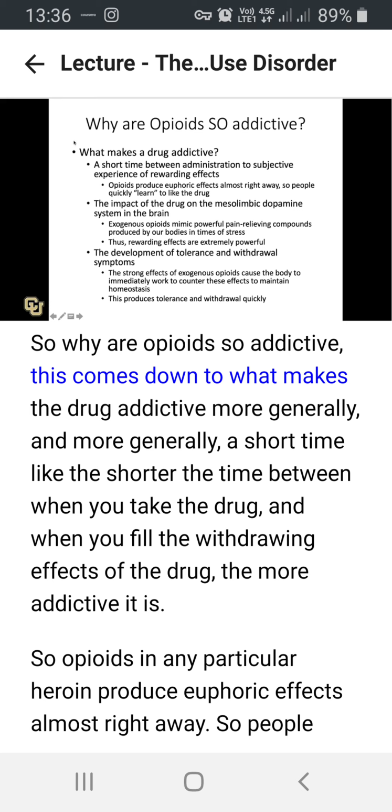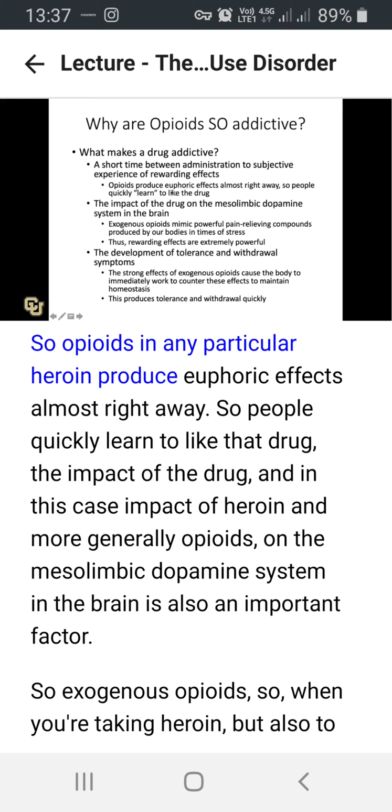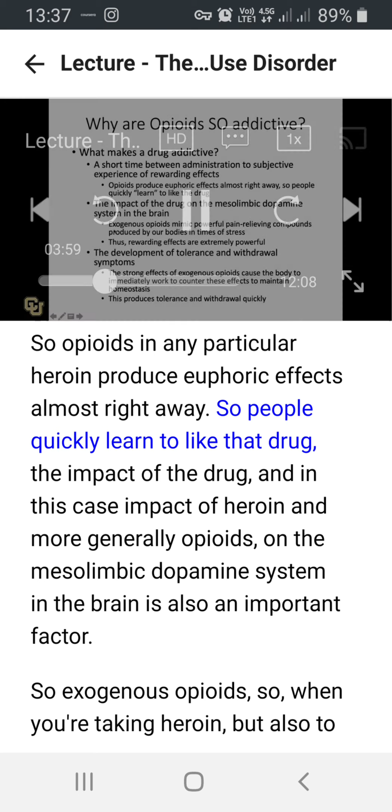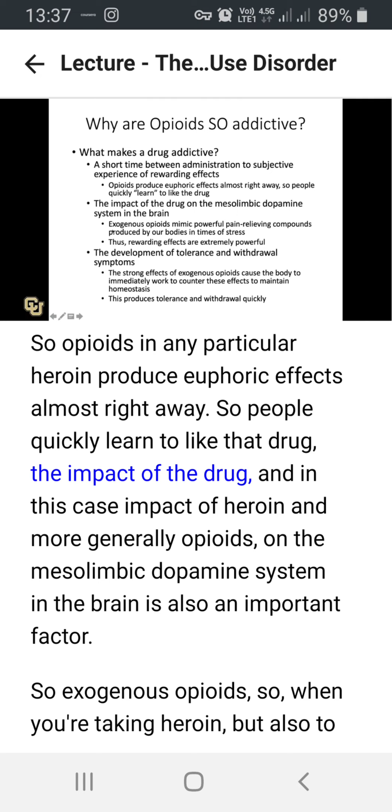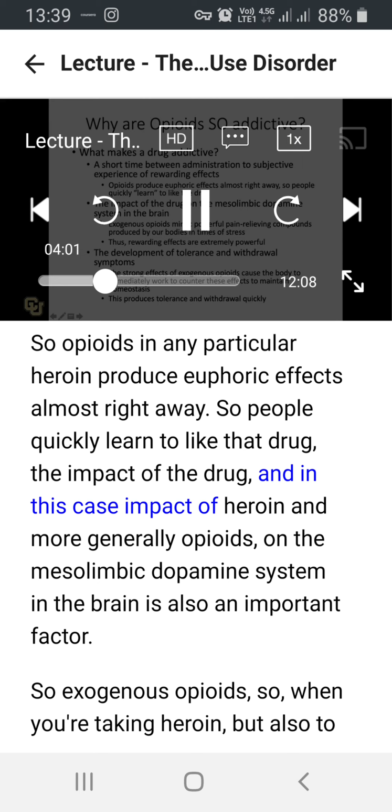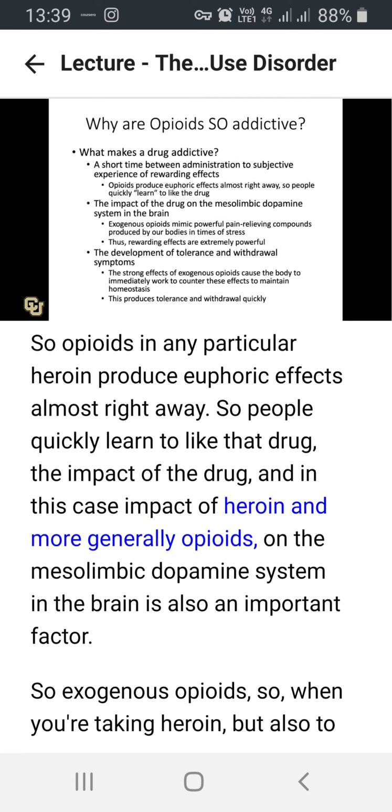This comes down to what makes a drug addictive more generally. The shorter the time between when you take the drug and when you feel the rewarding effects of the drug, the more addictive it is. Opioids, and in particular heroin, produce euphoric effects almost right away, so people quickly learn to like that drug. The impact of heroin, and more generally opioids, on the mesolimbic dopamine system in the brain is also an important factor.